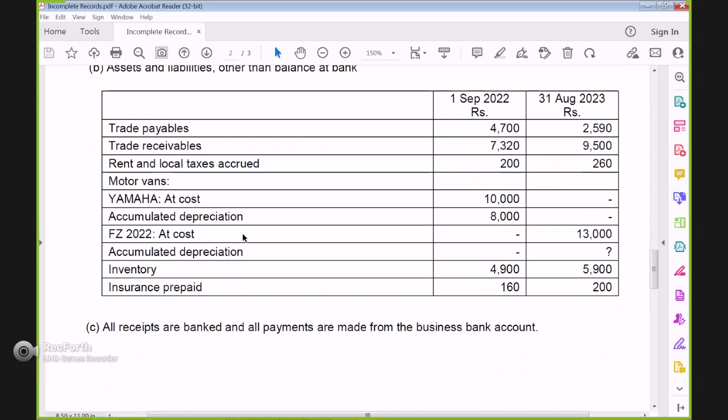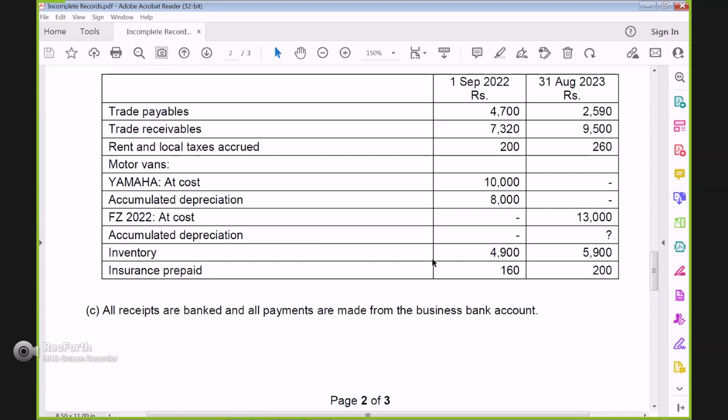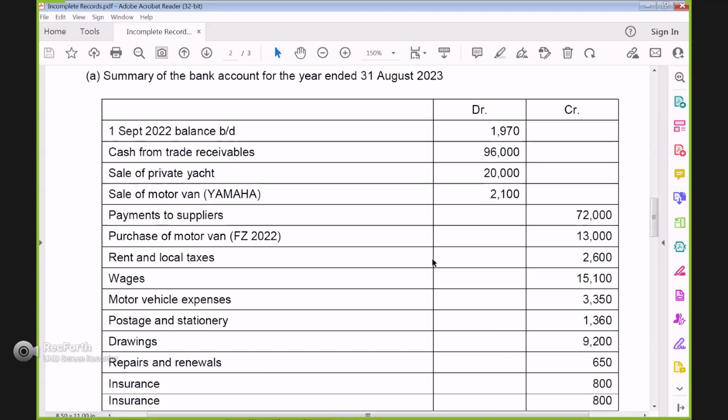Okay. All receipts are banked and all payments are made from the business bank account. So all the transactions are through the bank. So there is no cash dealing. So there is evidence from the bank account. So the bank account keeps all the things.